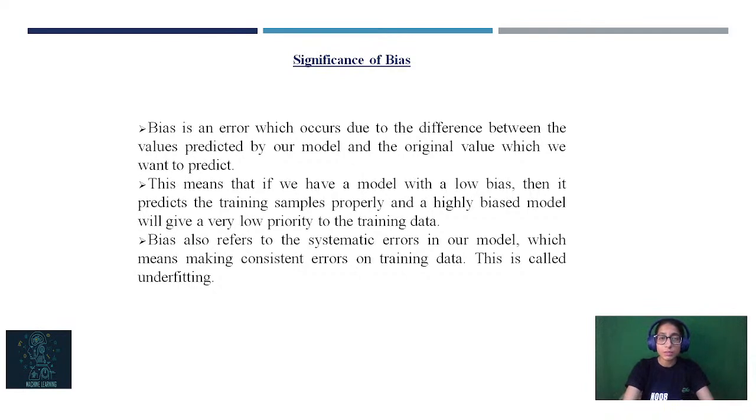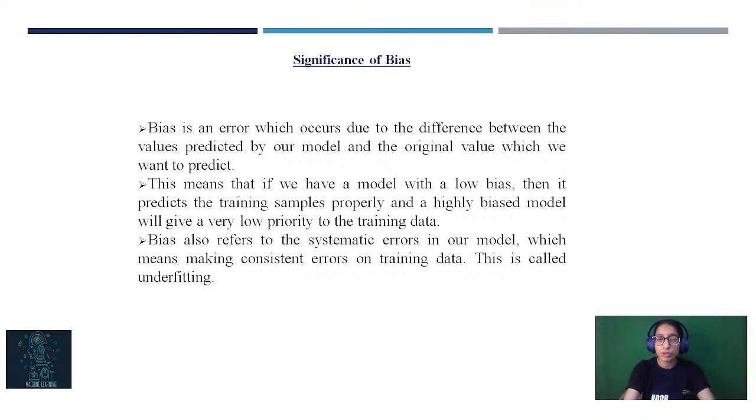Correct. So if a model has low bias, it will predict the training samples properly, and a highly biased model would give low priority to the training data. If it is low bias, it gives more accuracy and productivity. If it is high, it gives low priority to the training data. Bias also refers to a systematic error in our model, meaning it makes a consistent error. This is called underfitting.